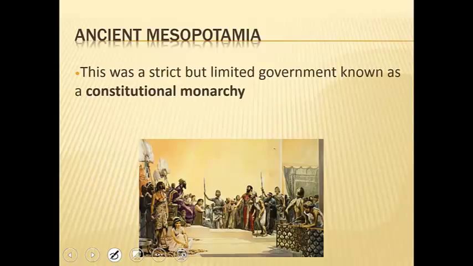Now let's talk about government. In ancient Mesopotamia, there was a strict but limited government known as a constitutional monarchy. So the king had a lot of the power, but there were still some people under him who had a little bit of a say. So our king had the power, but not all of the power, so he had a constitutional monarchy.